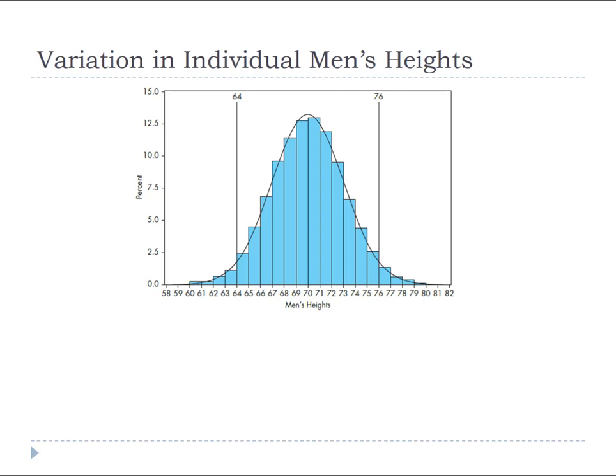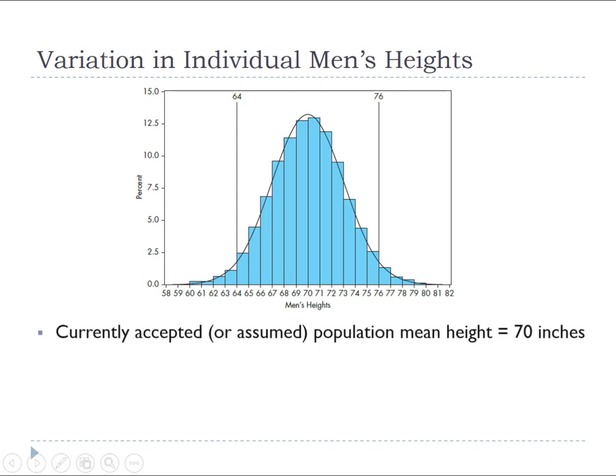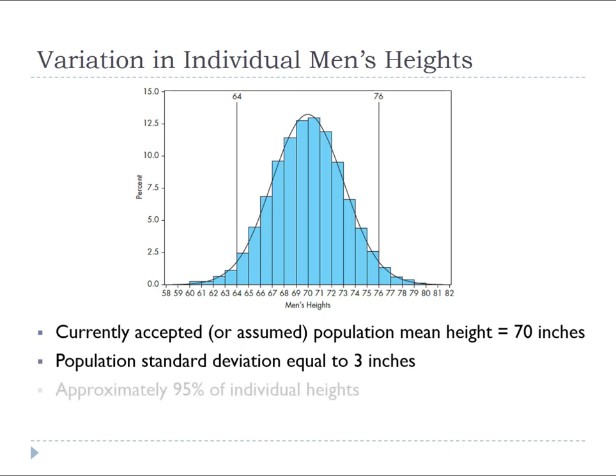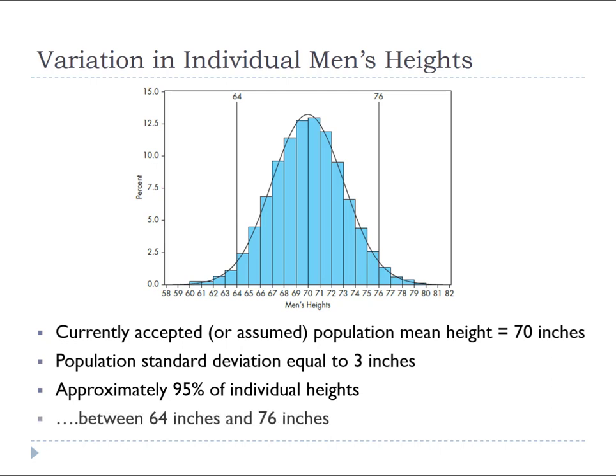According to the top Google search result, the currently accepted population mean height for young men in the US is equal to 70 inches. The value for the standard deviation is not given, but 3 inches is considered a good estimate. Therefore, according to the empirical rule for the normal distribution, we can state that approximately 95% of individual heights lie within two standard deviations of the population mean height of 70 inches, or between 64 inches and 76 inches. For now, we will assume that these population parameter values are the true values for the population mean height and standard deviation for young men in the US.